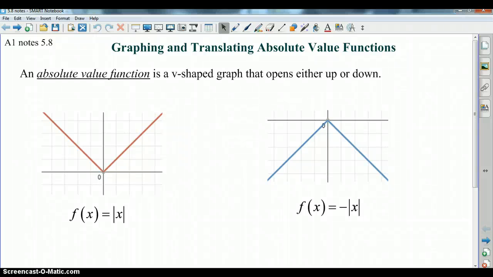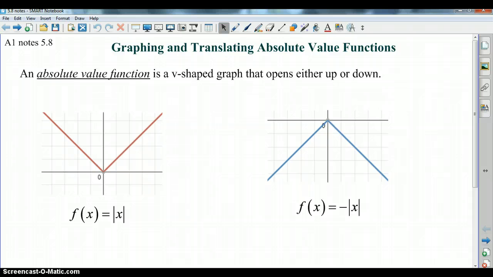Algebra 1 students, here are your notes from lesson 5.8, graphing and translating absolute value functions. First of all, we need to know what an absolute value function is. You've actually used these when we've solved equations before, but we haven't looked closely at the graphs. But an absolute value function has a V shape.